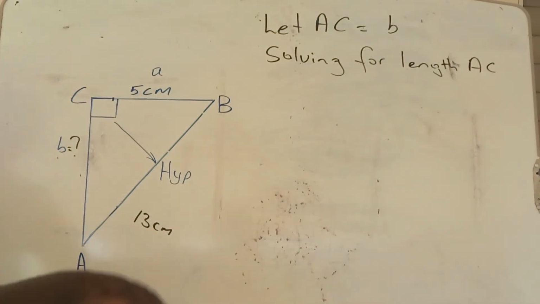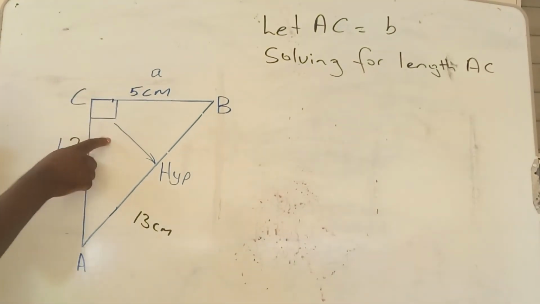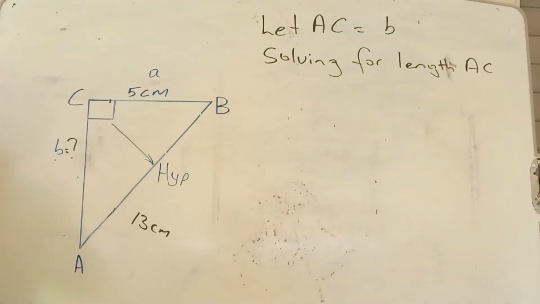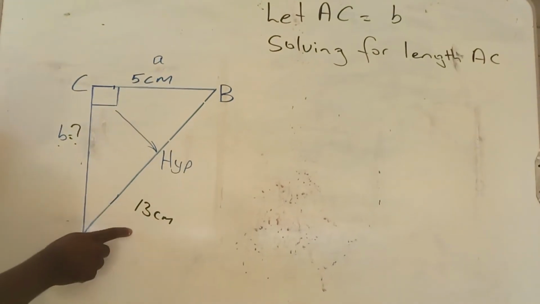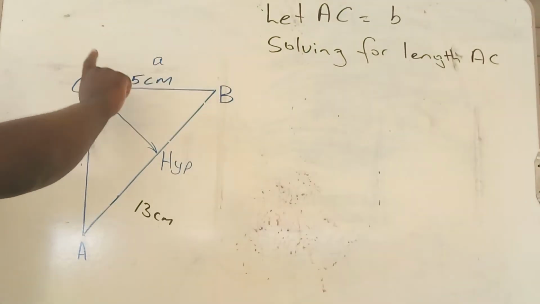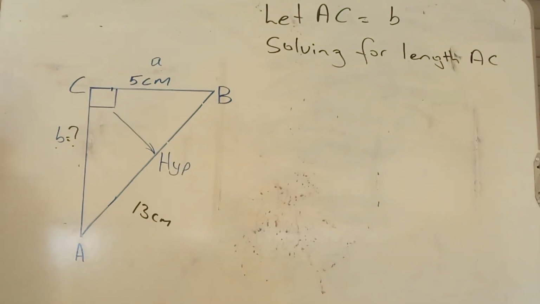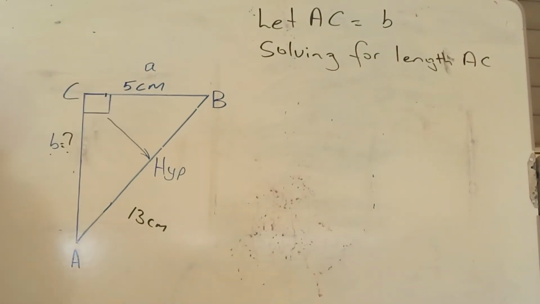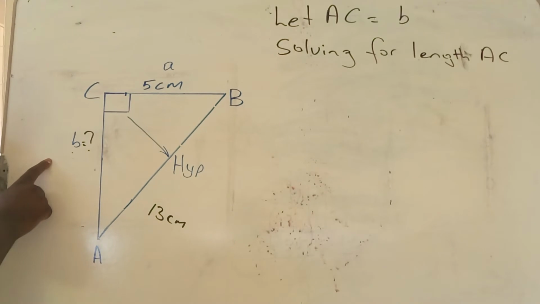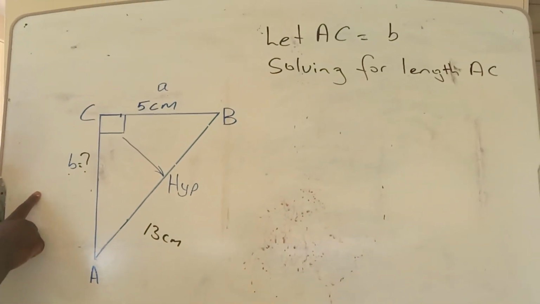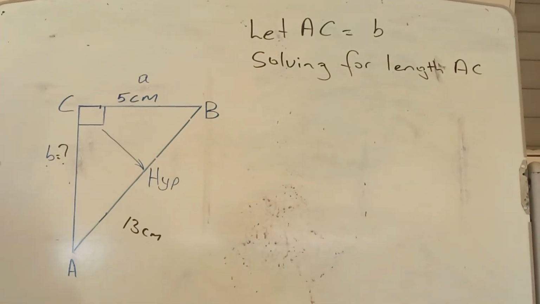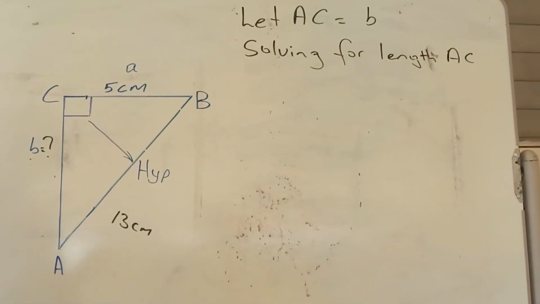Now, we know the Pythagoras theorem. We know that this is a right angle triangle. We know that this side is the hypotenuse. We have the value of the hypotenuse. We have a value of one of the shorter sides, and we want to find the value of the other short side. Now, again, you write out the theory. What does the theory state?